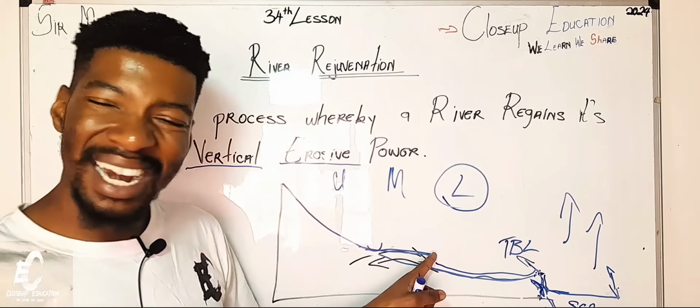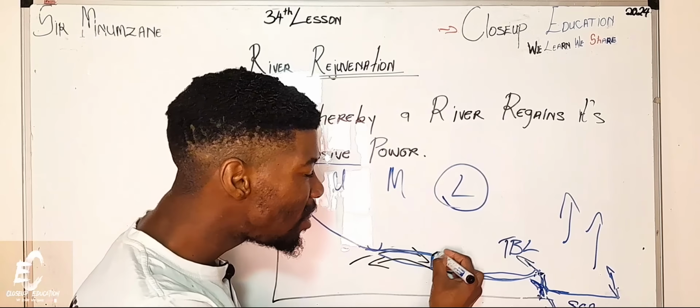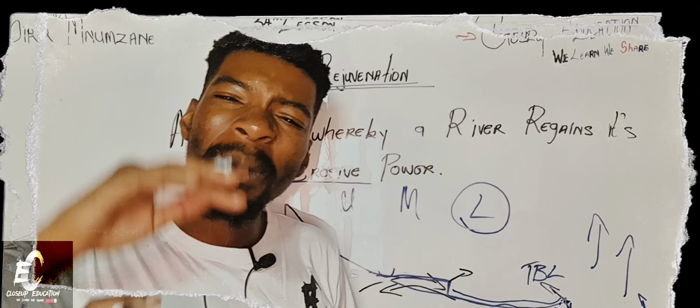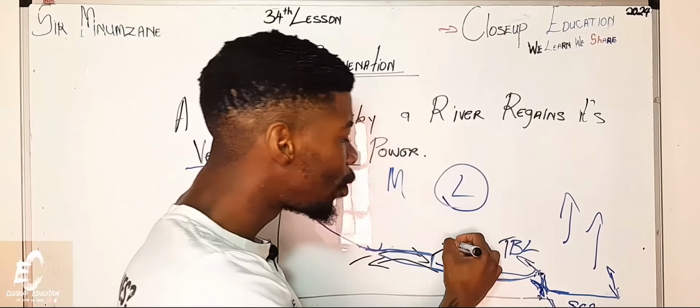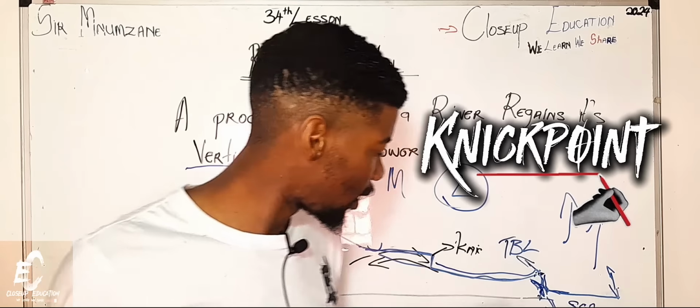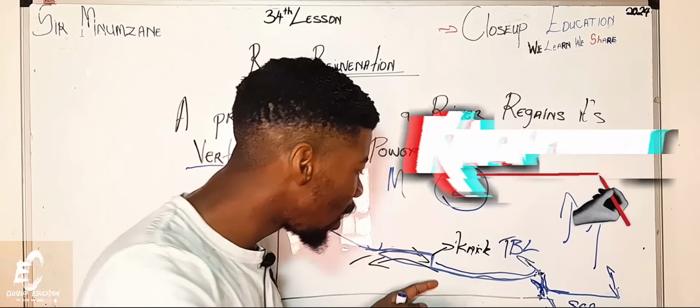So now we have another temporary base level. And where there's a sharp change, when there's a sharp gradient change, this point here is definitely known as our nick point. We know the nick point, that place here. It is definitely our nick point.